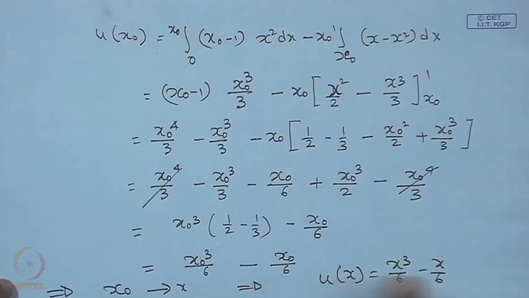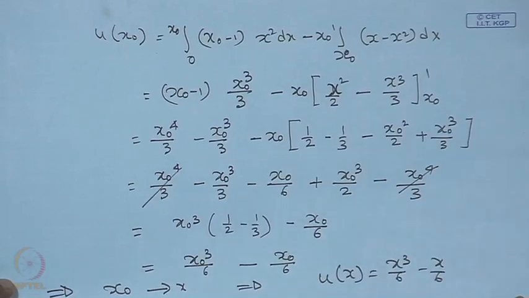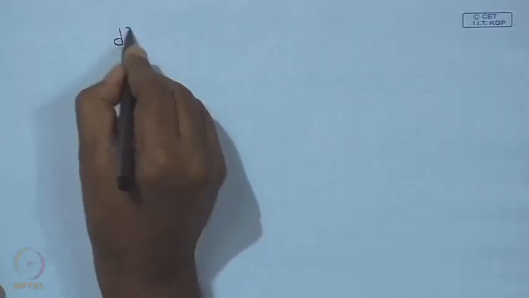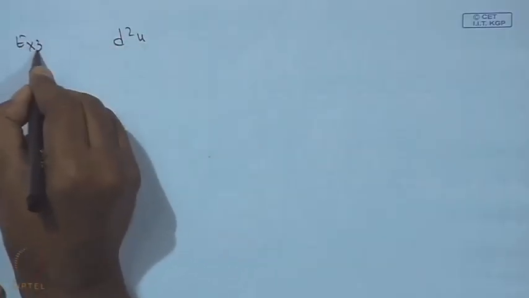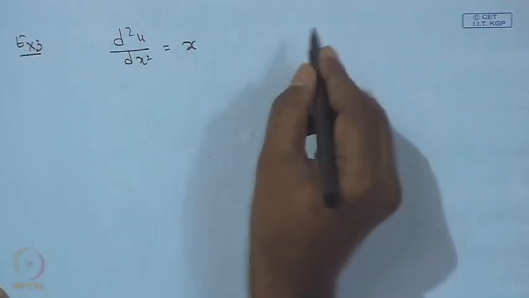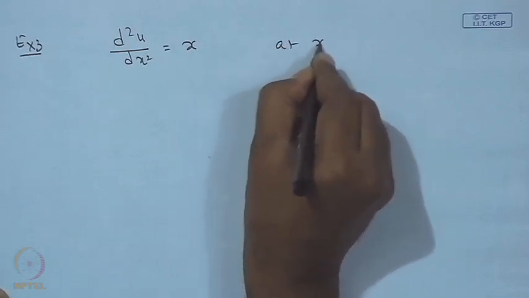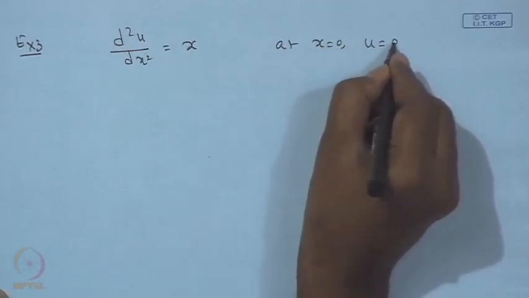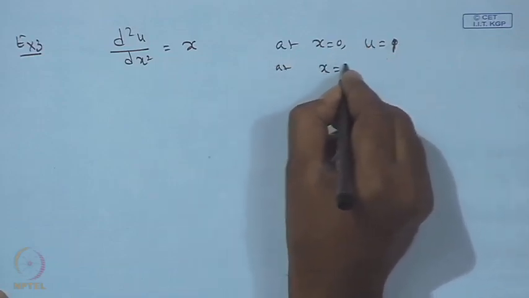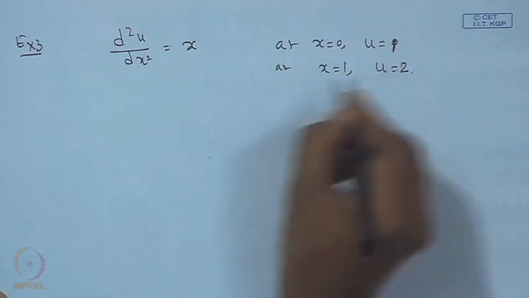Now, next I will take up one example where both the boundary conditions are non-homogeneous. So, let us see what we can do about it. Okay. This is example 3: d square u dx square is equal to x, let us say, and at x is equal to 0, u is equal to 1, at x is equal to 1, u is equal to 2.